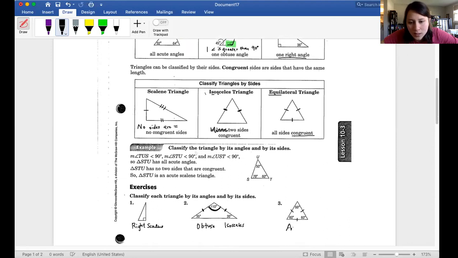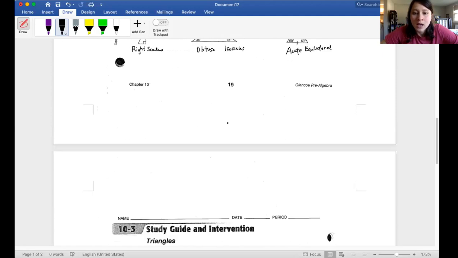All the angles are less than 90 degrees, so it's acute equilateral. All the angles are the same and all the sides are the same. Great, and that's basically it. So for your homework, you're just going to classify some triangles based off of the names, and you'll have to remember this because you'll be tested over that.